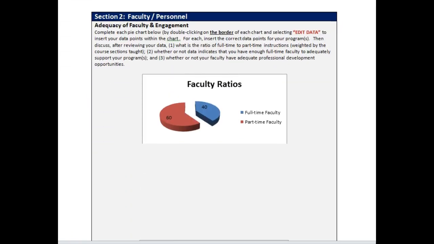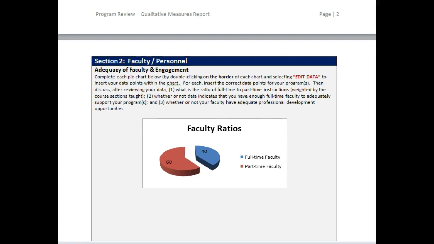The next section deals with adequacy of faculty and engagement. And engagement is dealing with professional development. And again, like I said in all the other sections, you always want to double check, read specifically what we're asking you. The first part is dealing with faculty ratios, and we're looking to see if in fact you have enough full-time faculty.